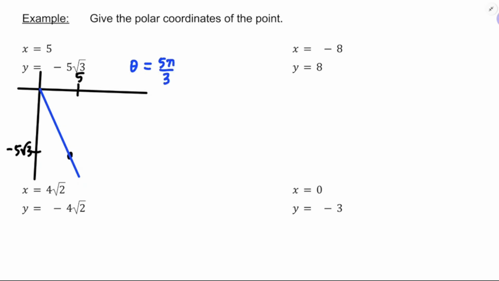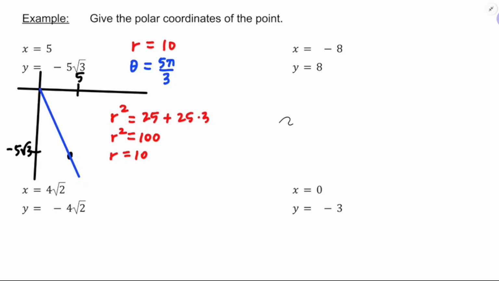And as far as r, the distance from the origin, r squared equals x squared, which would be 25, 5 times 5, plus y squared, which would be negative 1 squared, times 5 squared times square root of 3 squared. Okay, so 25 and 75 is 100, so r squared is 100. r could either be 10 or negative 10, but in this case, since I'm thinking about going towards 5 pi over 3, that would be r is positive 10. Okay. And the second one is x equals negative 8, y equals positive 8.